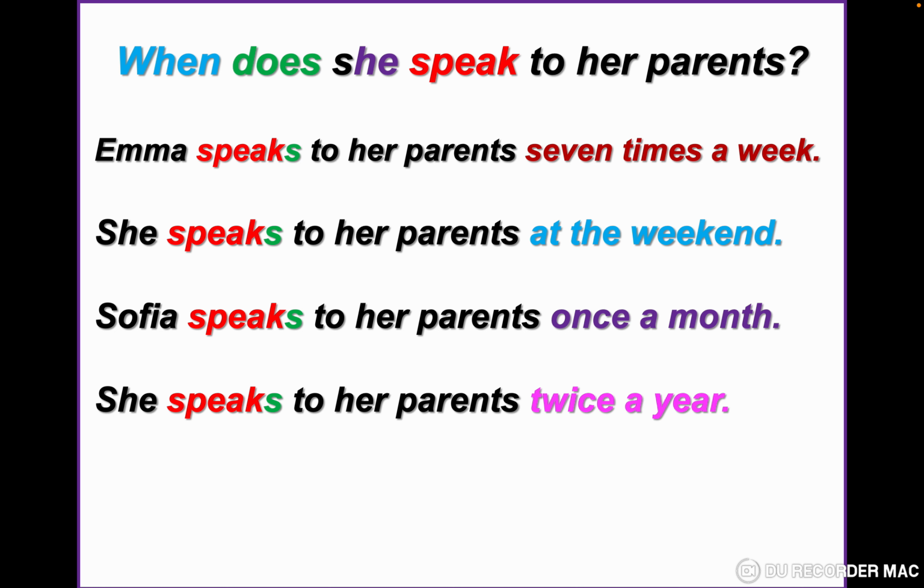Sophia speaks to her parents once a month. It means 1 time a month. She speaks to her parents twice a year, 2 times a year. Let's continue.